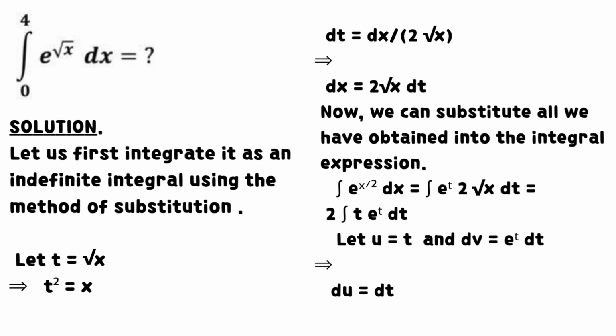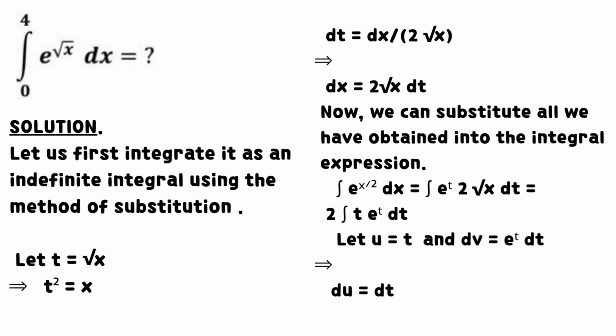Now, we can substitute all we have obtained into the integral expression. The integral of e to the exponent of the square root of x, dx equals the integral of e to the exponent of t times the product of 2 and the square root of x, dt, which equals 2 times the integral of the product of t and e to the exponent of t, dt.